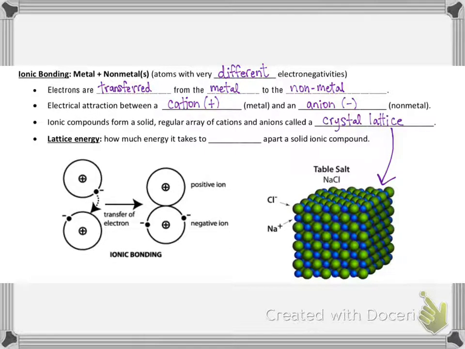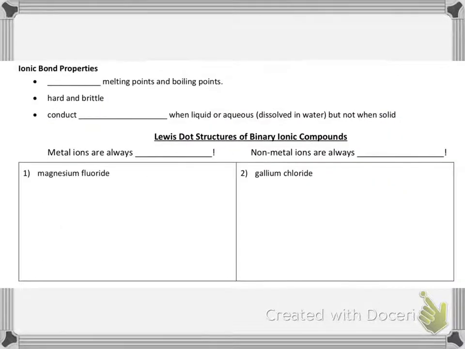So you can define something called lattice energy, and that just means how much energy it takes to break apart your solid ionic compound. So let's consider the properties of ionic compounds. Well, that really strong attraction between positives and negatives gives them very high melting and boiling points. And because of the crystal lattice, they tend to be hard and brittle. They don't bend, right? You can't bend salt crystals. They just crunch and break.